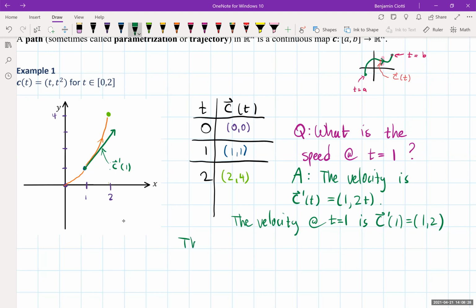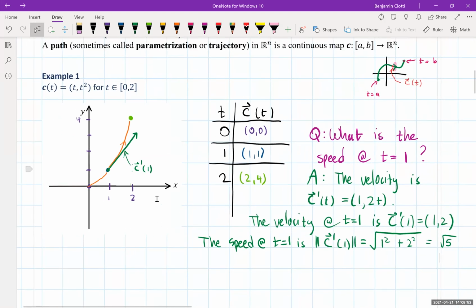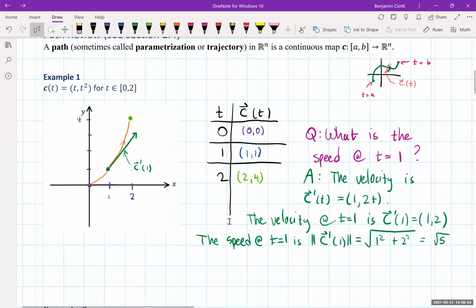So the speed at that time is the magnitude of c prime of 1. That's the square root of 1 squared plus 2 squared. So our speed is root 5 at that time. Okay, any questions?